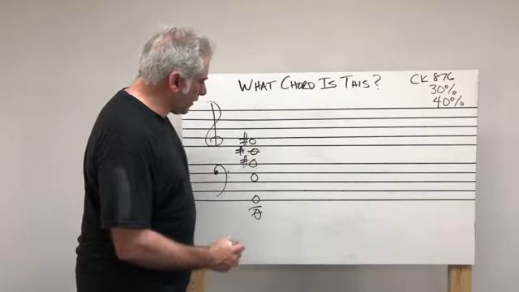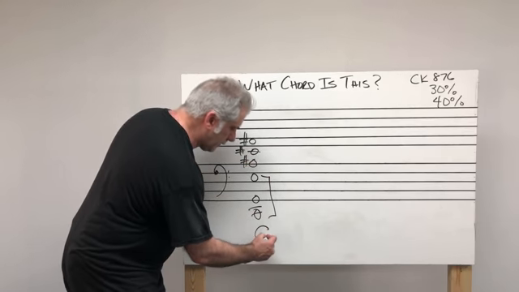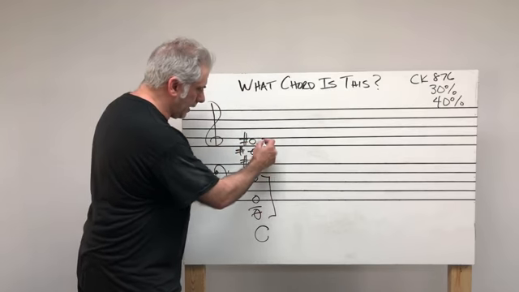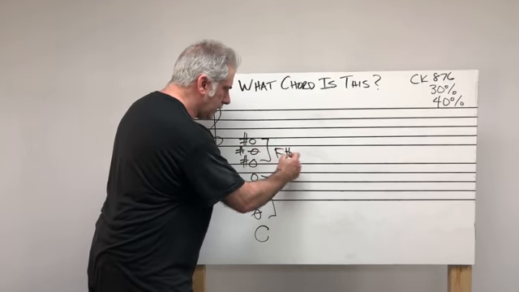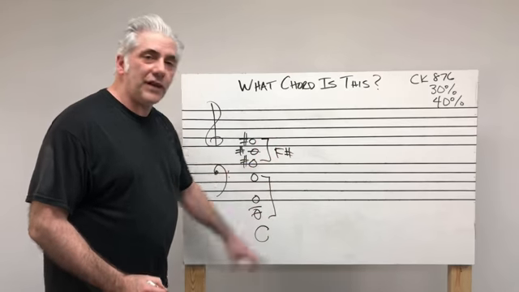So here's my polychord. I had a C spread triad down here. C is on the bottom. Up here is F sharp. So it's literally called F sharp major over C major.